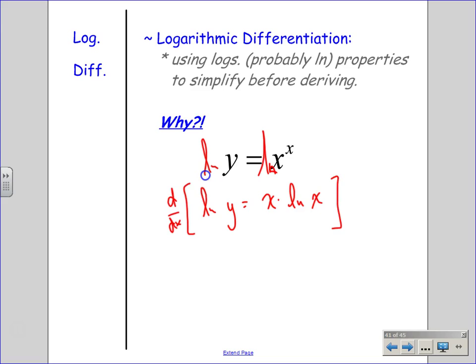Now, it doesn't mean that's the only time it's useful. Logarithmic differentiation, putting in an ln, can be useful even when you don't have an f to a g or a u to a v. But if you have variables to variables, you can't use the power rule because there's no constant in the power. You can't use an exponential rule because there's no constant in the base. The only way is to break it up, and the only way to break it up is with a log. And the only log we want to use is an ln.